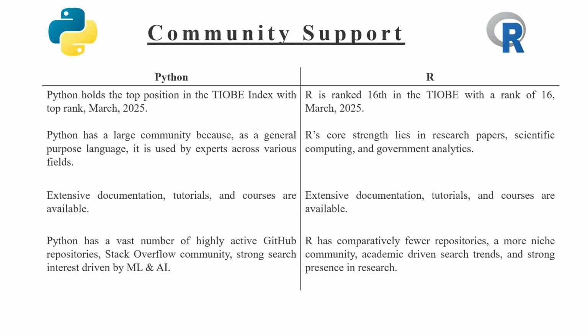So next, Python has a large community because, being a general purpose programming language, it is used by experts across various fields, whereas R's core strength is research papers, scientific computing, and government analytics. So basically statistical analysis. Next, extensive documentation, tutorials, and courses are available for both languages. Next, Python has a vast number of highly active GitHub repositories, a Stack Overflow community, and strong search interest driven by ML and AI. R has comparatively fewer repositories, a more niche community, academic-driven search trends, and a strong presence in research.